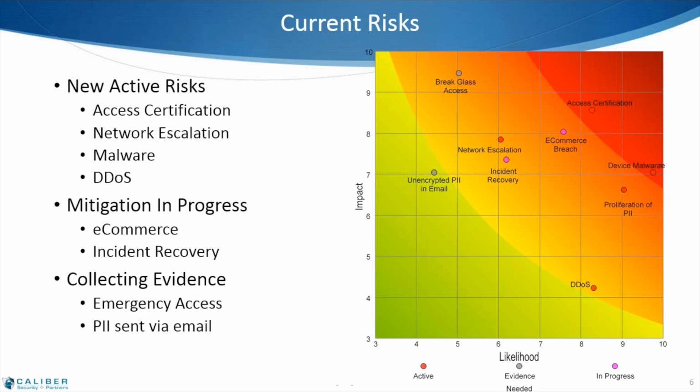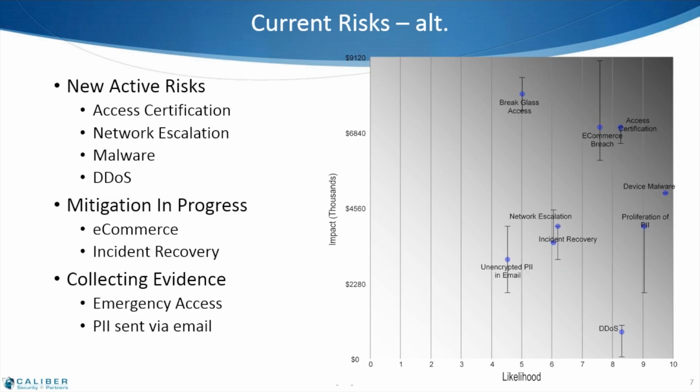An alternative view to the classic heat map, for those shops that have reached the next stage of maturity and have started to quantify the impacts for these risk estimates, I prefer the error bar approach, where you can have the most likely impact, and then you get a sense for what is the best and worst case for these impact areas.